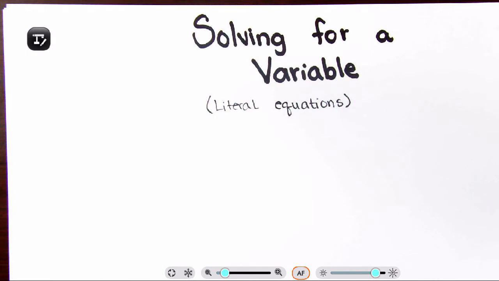People, and welcome. In today's video, we're going to be solving for a variable. Now, when you're solving equations, one step, two step, multiple steps, you are technically solving for a variable, but the examples that we're going to be doing today are going to be literal equations, meaning there may be numbers in these equations, but there's going to be more than one letter, and we're going to be trying to solve for a specific letter, for a specific variable.